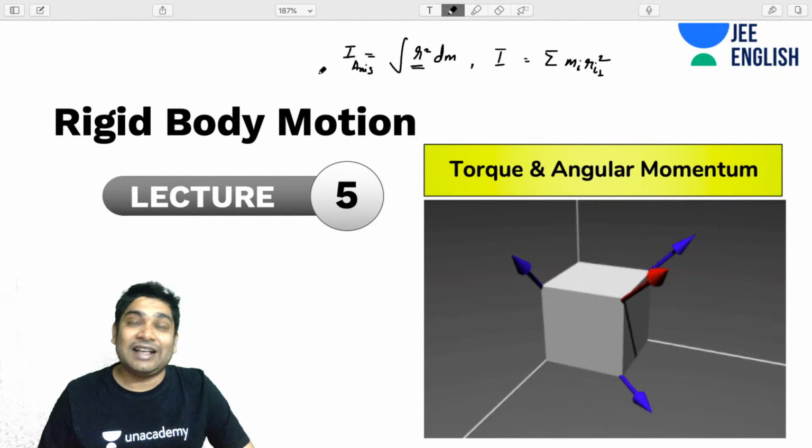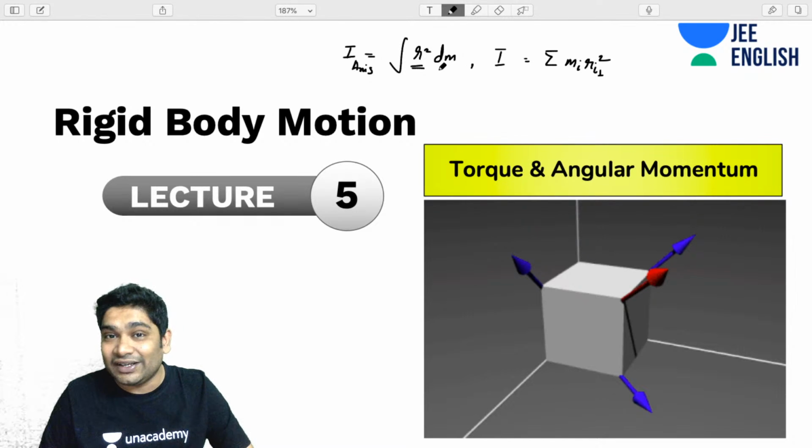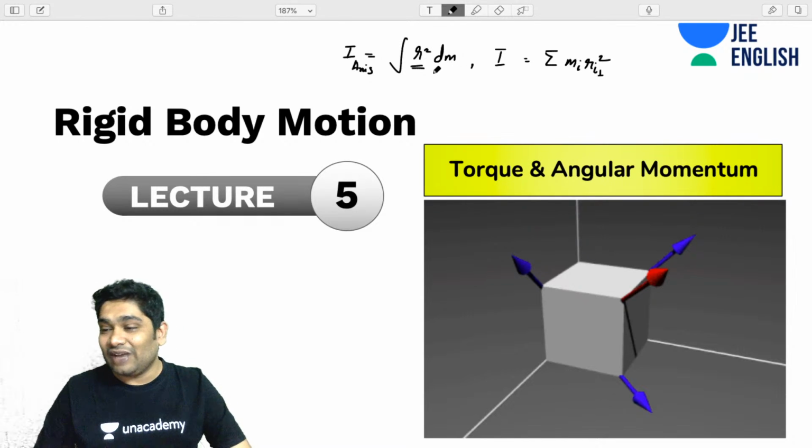So how can I possibly calculate infinite moment of inertias? Do I have to calculate it every time? So it turns out, no, you have some help.